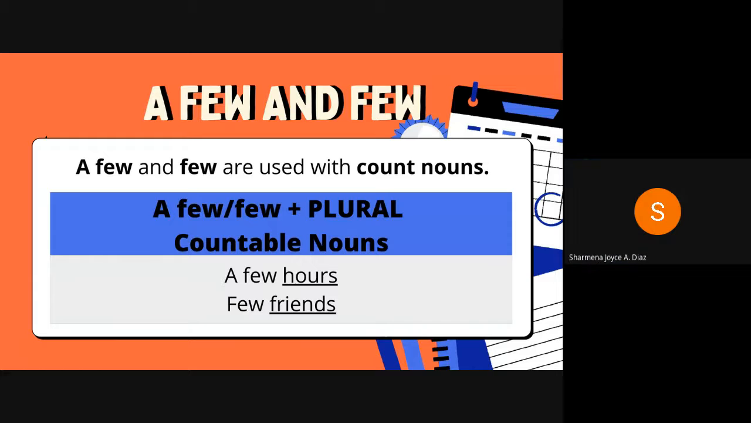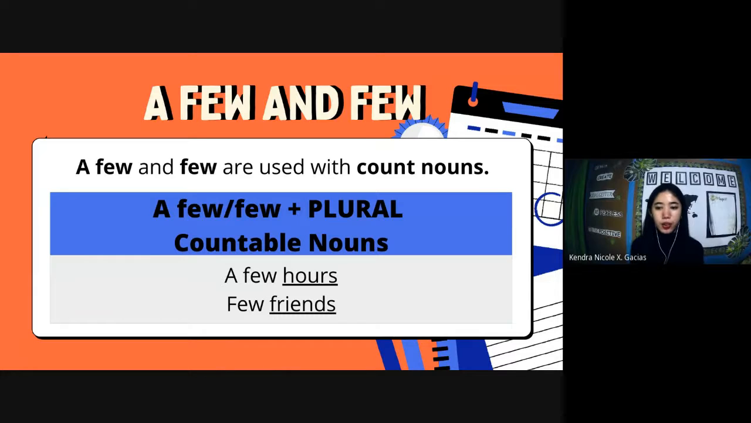Sure, ma'am. I have a few good friends and I'm not lonely. Awesome. So you use the quantifier a few. Very good. You are able to give an example. So now, knowing that these quantifiers, specifically a little and little, are used with uncountable nouns, while a few and few are used with countable nouns.